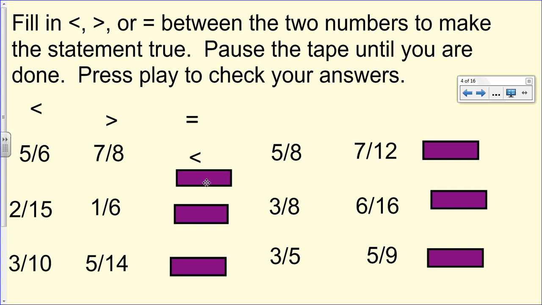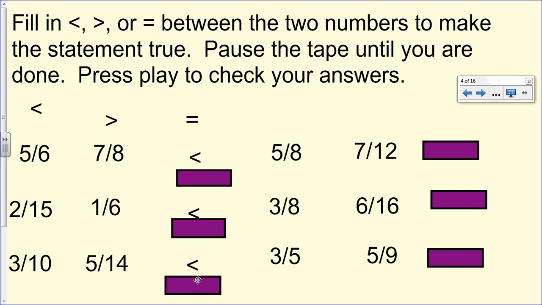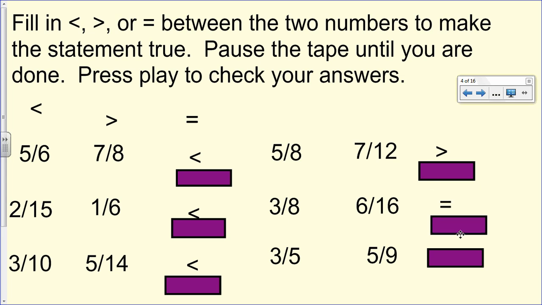Five sixths is less than 7/8. 2/15 is less than 1/6. 3/10 is less than 5/14. 5/8 is greater than 7/12. 3/8 is equal to 6/16. 3/5 is greater than 5/9.